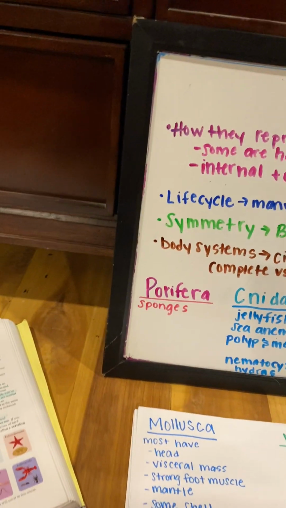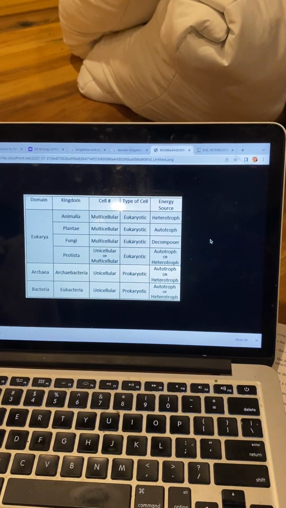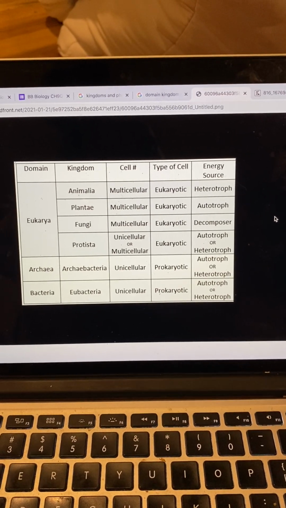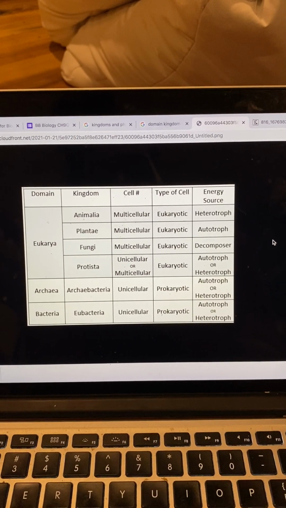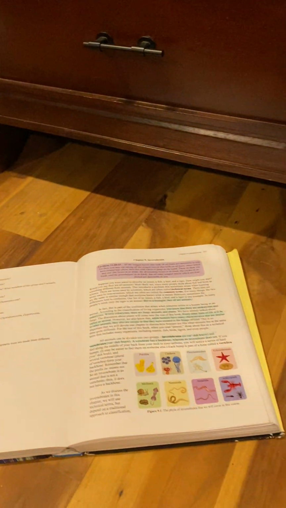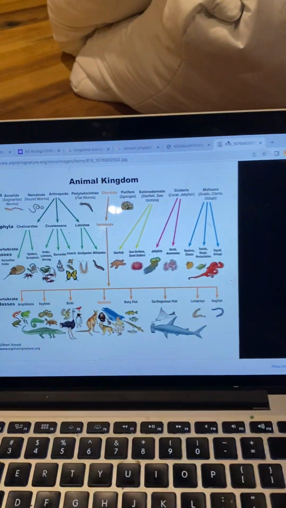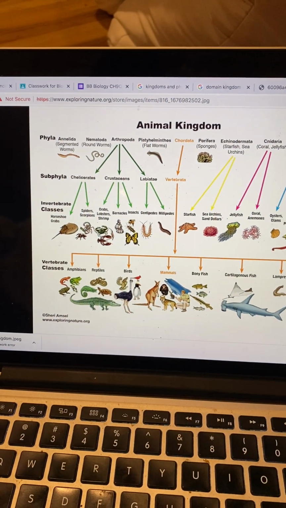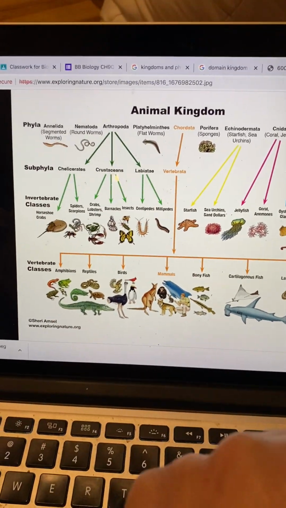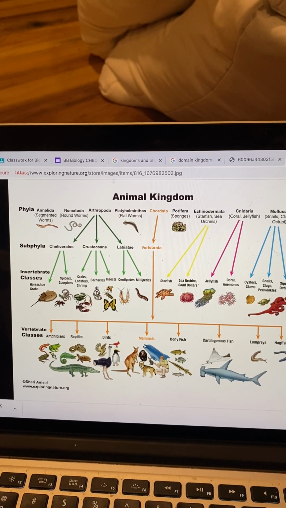Okay, so just backing it up for a little bit, we are in the domain Eukarya. Obviously, eukaryotes, and we're in the kingdom Animalia. In the kingdom Animalia, things can mostly be broken down into invertebrates, meaning they don't have a backbone, and vertebrates, which means they do. We'll get to the vertebrates later. Right now, we're mostly talking about invertebrates and all of the different phylums and some of the characteristics of them.